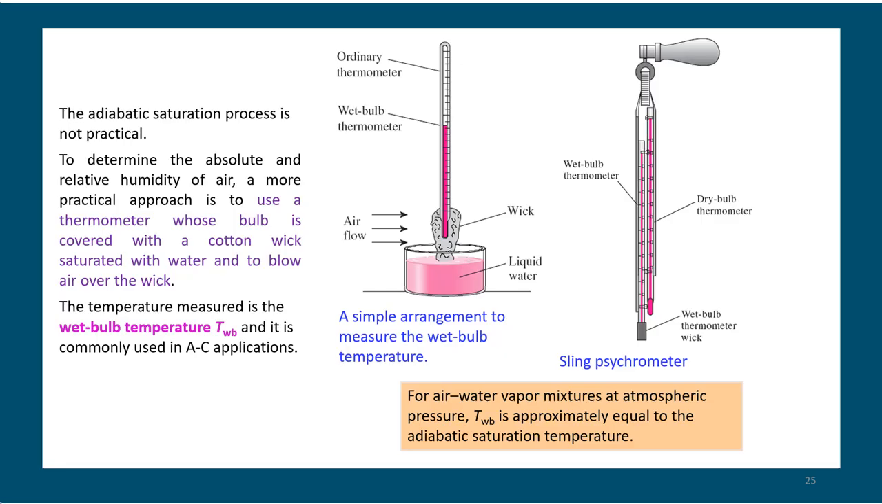If you don't connect the wet wick, whatever temperature is measured is called the dry bulb temperature, and the difference between the dry bulb temperature and wet bulb temperature is called the wet bulb depression.